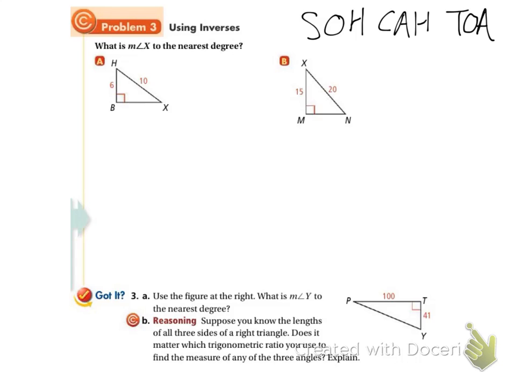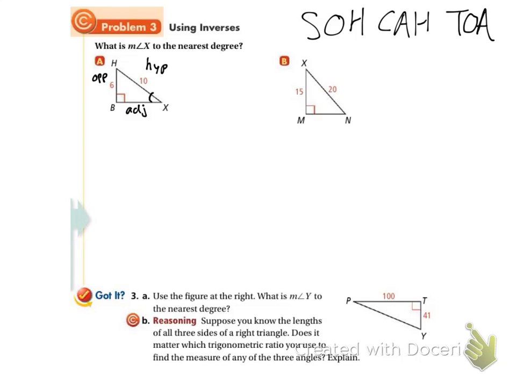So let's start by looking at this triangle here. This one. We're going to find angle X. So I marked it there. So the first thing I should do is label my sides. The hypotenuse, that's the one across from the right angle. This one's adjacent, next to it. And this one is opposite, the other side, across from the angle.